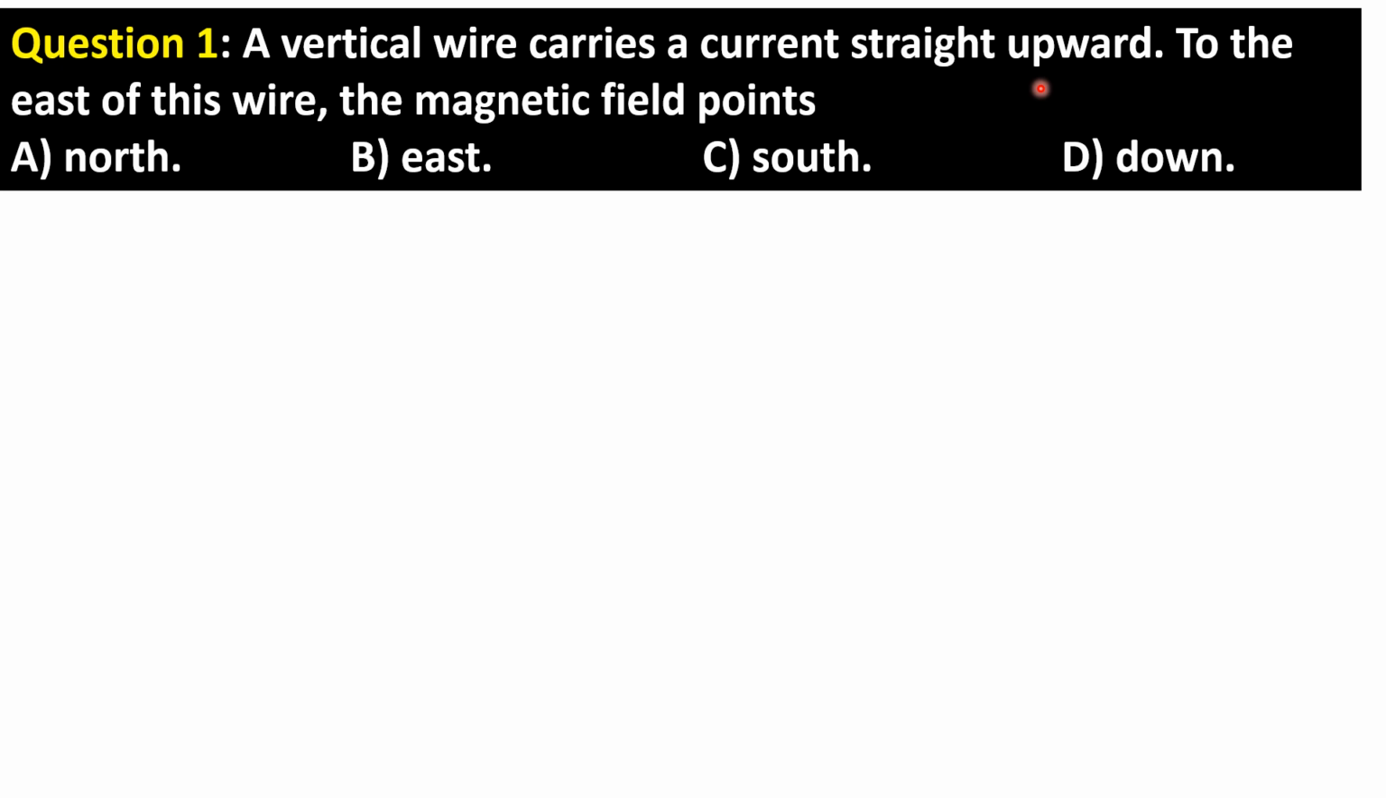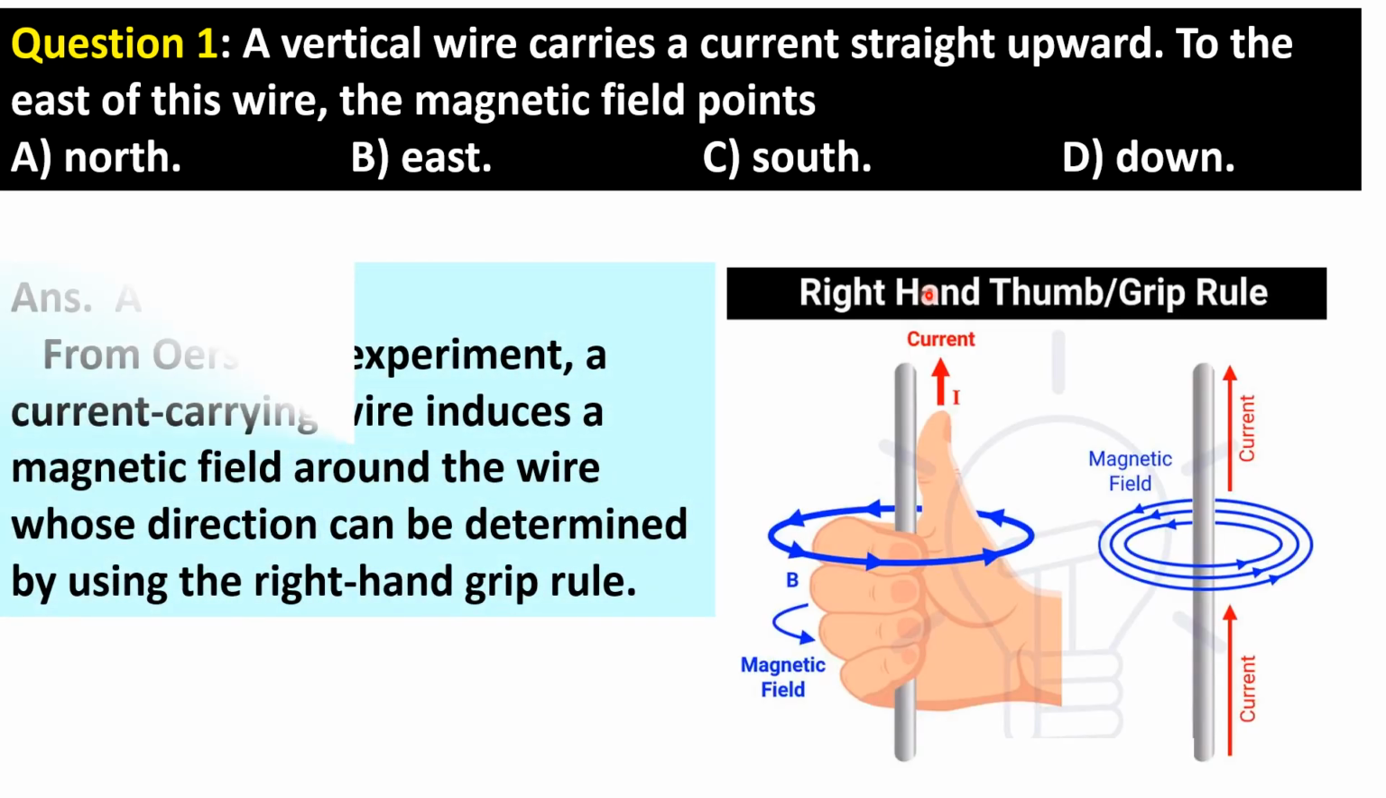Okay, so using our concept, Oersted's experiment, which showed that a current carrying wire always induces a magnetic field around the wire, as shown in the following illustration, we can determine the direction of the induced magnetic field by using what we call the right hand grip rule. So imagine that you're going to grip the vertical wire in this manner.